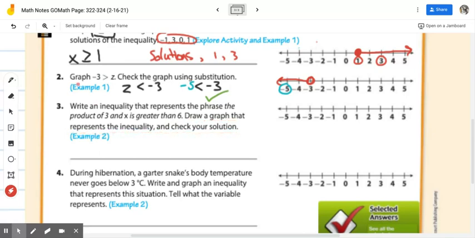Okay, so let's look at the numbers first. We've got 3, we've got x, and we've got 6. And then clue words. Well, we know we need to make an inequality, right? That represents the phrase, the product of, so this is always multiplication when you're talking about the product of, is greater than 6. So to write this, I know I'm going to be using multiplication. The product of 3 and x, well, that's 3 times x, or just 3x. And then I could say is greater than 6. I'm going to have a greater than symbol, and then 6.